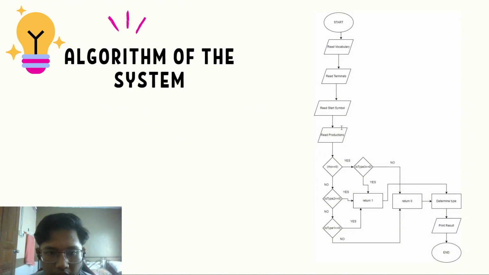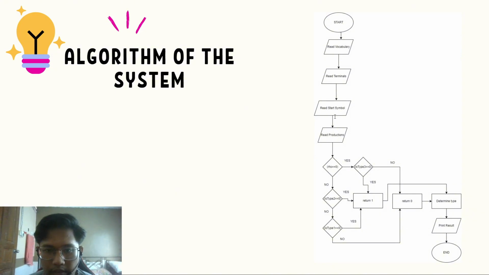Next, it will check if type 3 equals 0. If left hand side is not 0, check if the grammar can be classified as type 3, which is regular grammar. If it is type 3 equals 0, meaning it does not meet the criteria for a regular grammar, it will return 1.